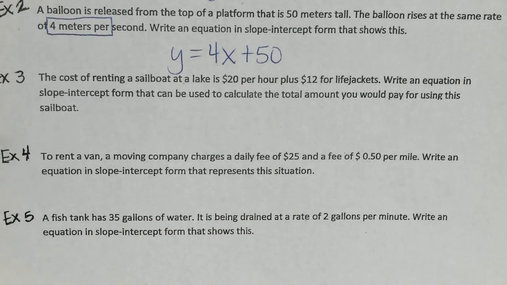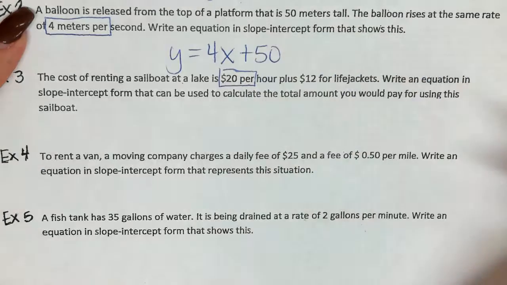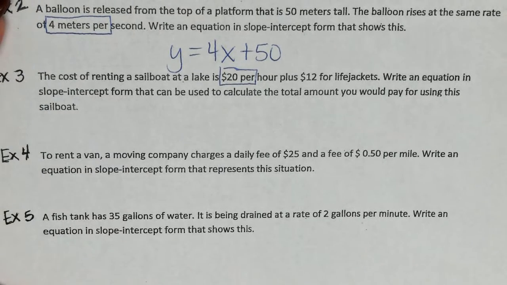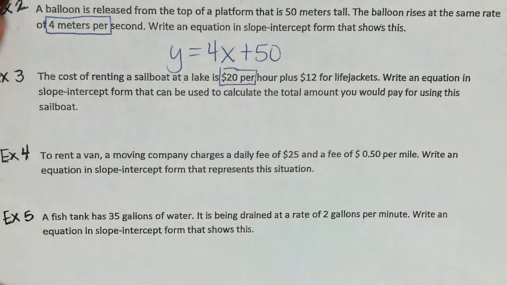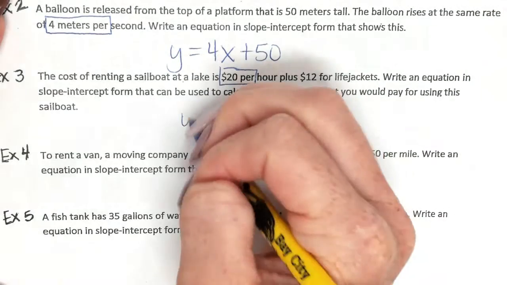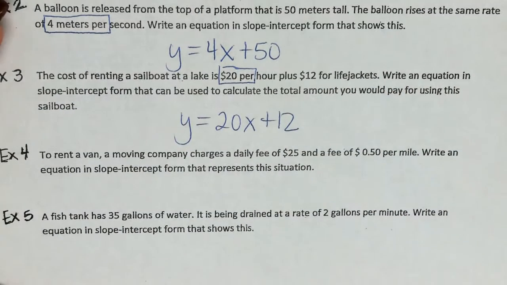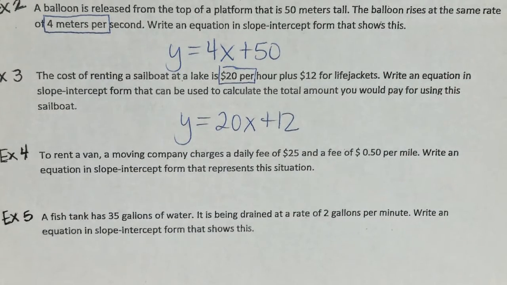The cost of renting a sailboat at a lake is $20 per hour plus $12 for life jackets. Did y'all see a clue word? So which one gets the x? Y equals 20x plus 12. Y'all have done this before, right? So this is easy.